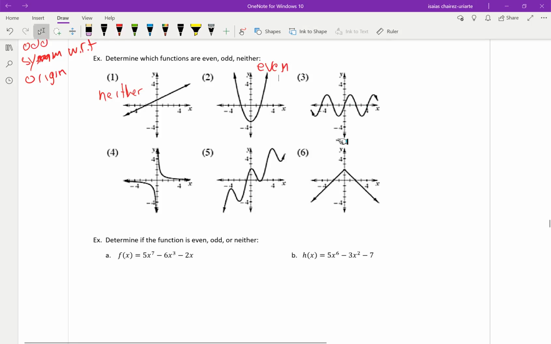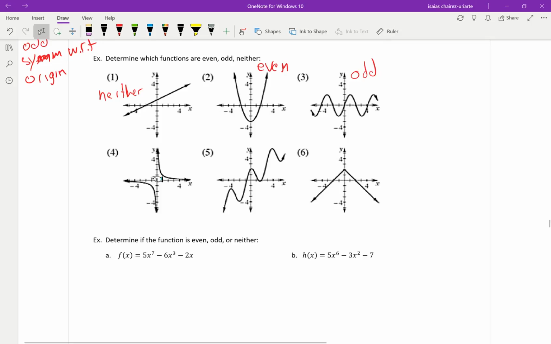It's not symmetric with respect to the y-axis, but if you were to put a little pin right at the origin, put a nail in the origin, imagine that your graph is movable and you rotate your graph 180 degrees. Does it land back on itself? I would say yes. So this is an odd function. What about this one?